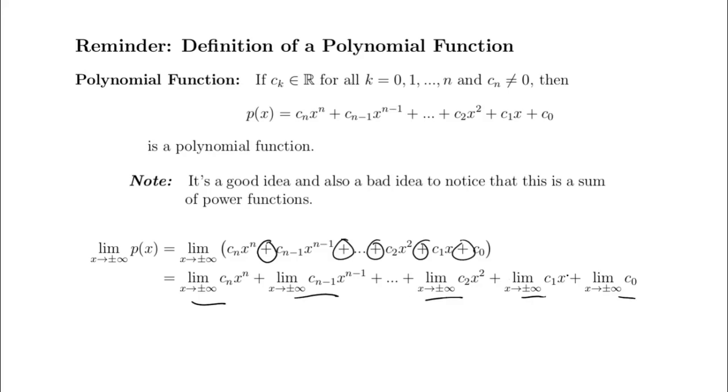But what we'll notice is that this limit is just a constant, but all of these other limits are limits of power functions, and these are all positive or negative infinity, depending on what the coefficients are, what the degree of the term is, whether x is approaching positive infinity or negative infinity. What that means, though, is that we would have a sum of infinities and negative infinities. And that ends up being a really tricky thing for us to deal with.